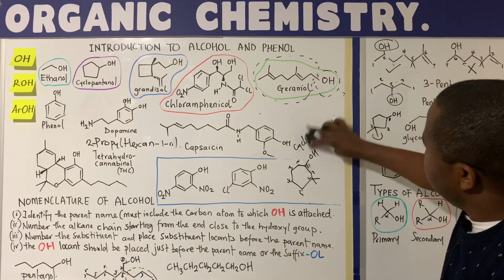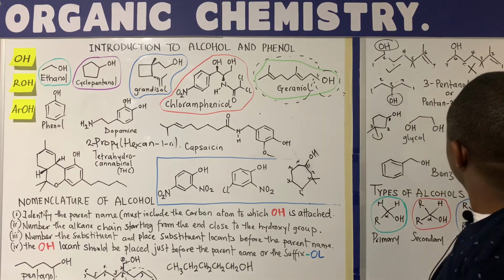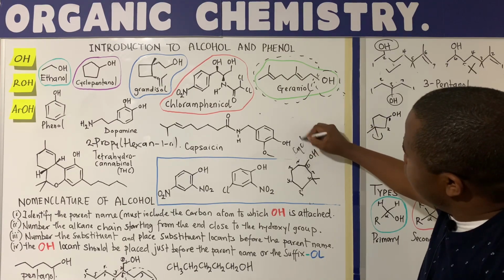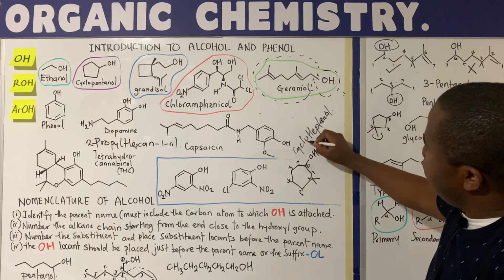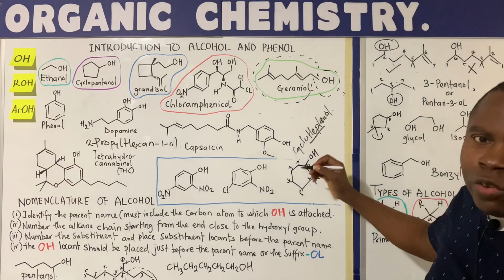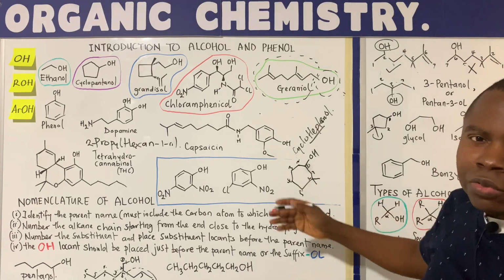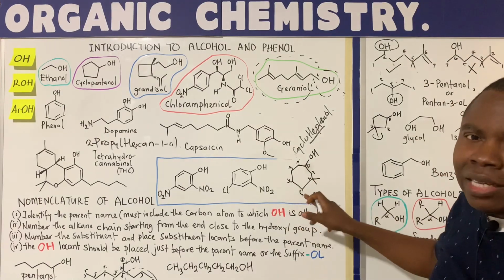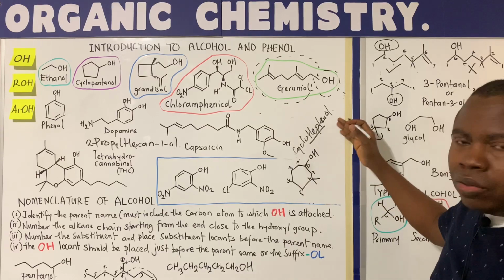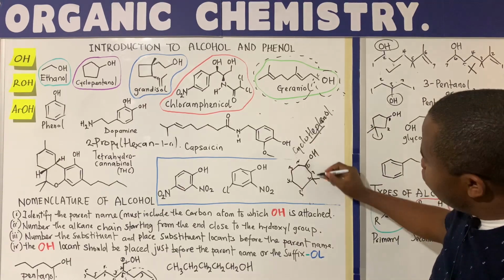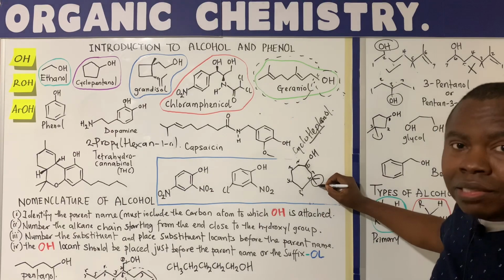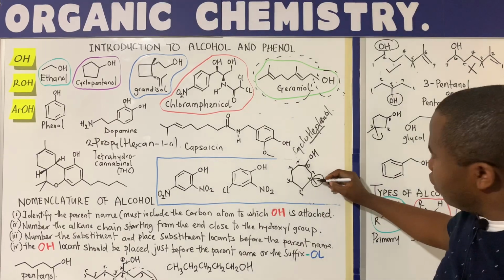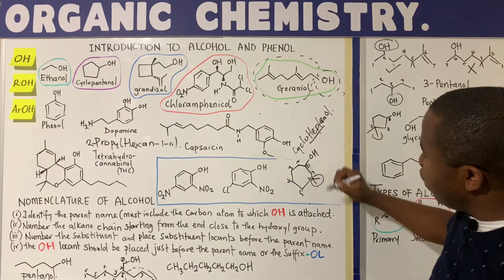It's 7 carbon atoms. That is cycloheptanol. Hept is for 7, pent is for 5. So in this case we have 7 carbon atoms, and that makes it heptanol, cycloheptanol. So then we have a substituent. This substituent is a methyl group. We have 2 methyl groups here. We have one here, we have one here.